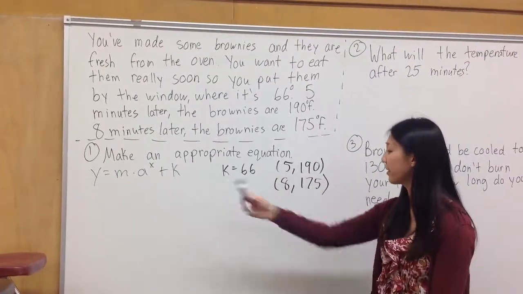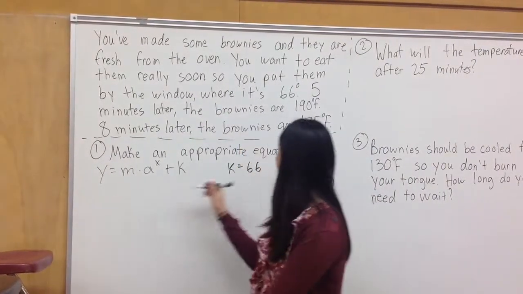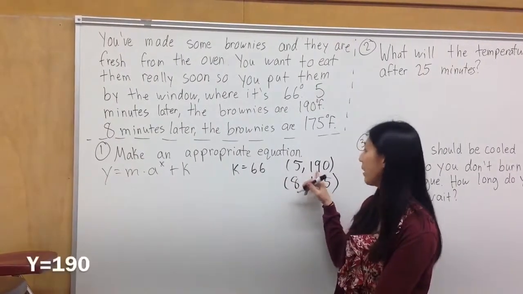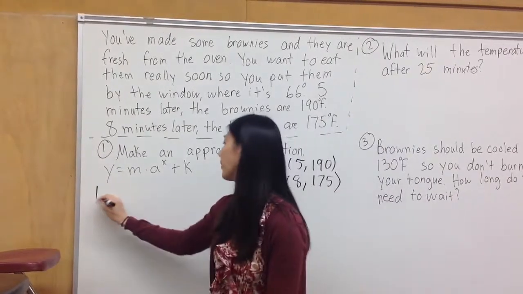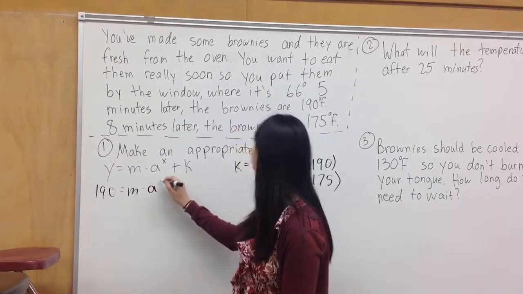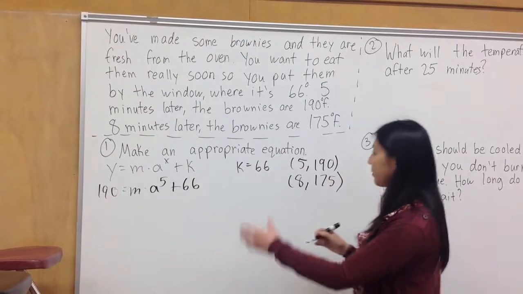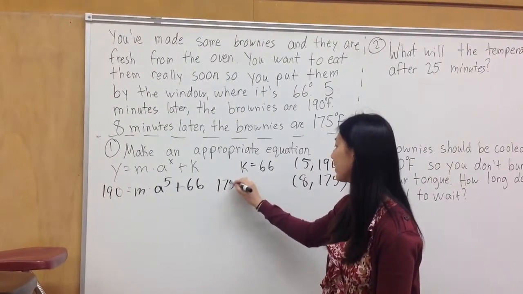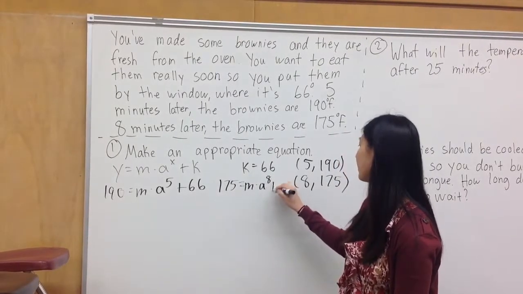So we plug in everything into my equation, and it looks like this. We're going to plug in this point first. 190 is my y, 5 is my x, and then that's my k. So it goes 190 is equal to m times a to the 5th power plus 66. And I'm going to go ahead and make my other equation at this time also. So 175 is equal to m times a to the 8th power plus 66.